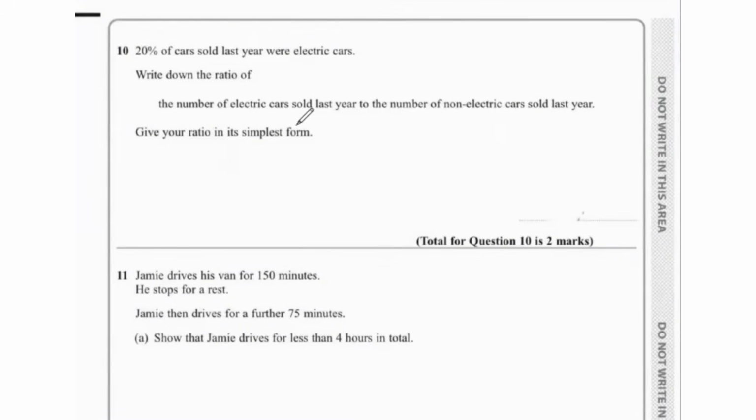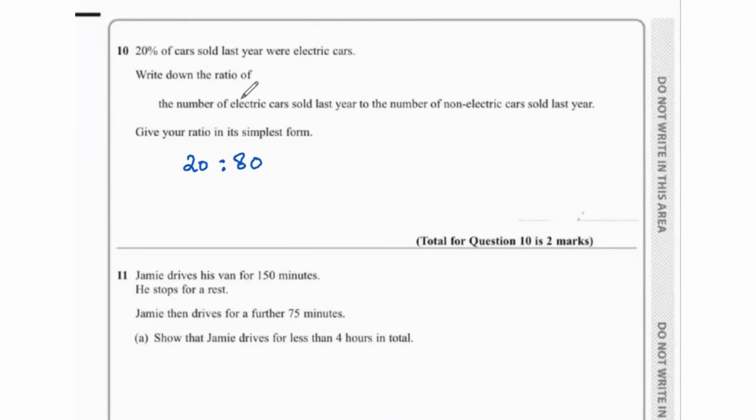So if 20% of the cars sold last year were electric, that means the non-electric cars sold last year would be 80% of the total cars. So 20 is to 80. Once again, of the total cars, 20% are electric. So the 80%, which is the rest of the cars, is going to be non-electric.